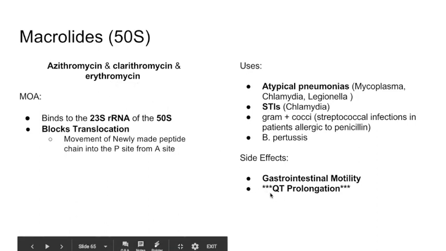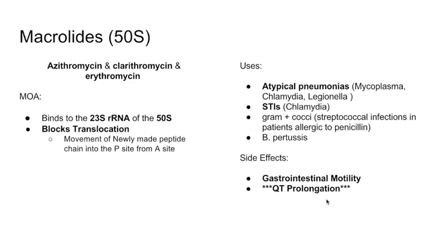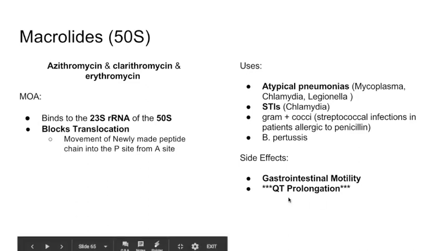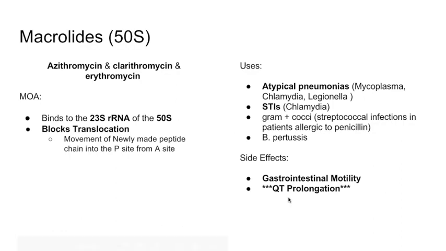The second side effect that I would remember, which would also be high yield, is QT prolongation. I'll ask you guys a question. Do you guys remember which other drug that we talked about recently causes QT prolongation? Fluoroquinolones, yes. So fluoroquinolones and macrolides cause QT prolongation. Very, very high yield point to remember. And that concludes our discussion of the protein synthesis inhibitors.